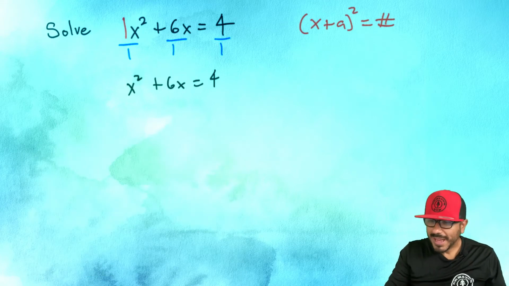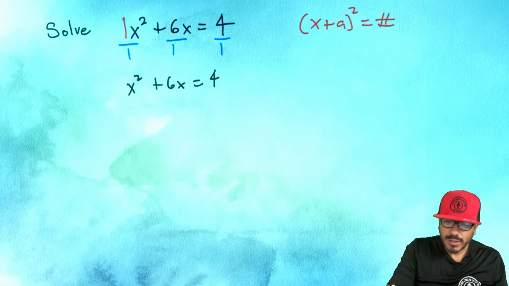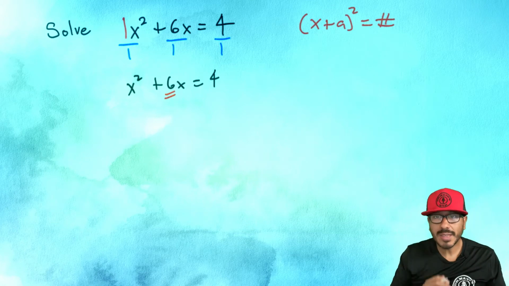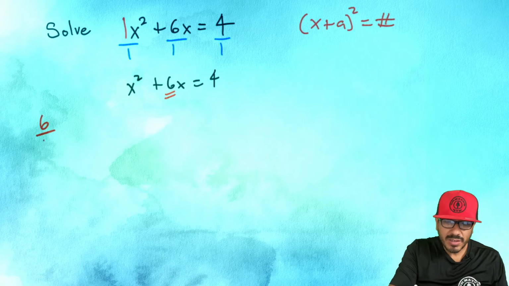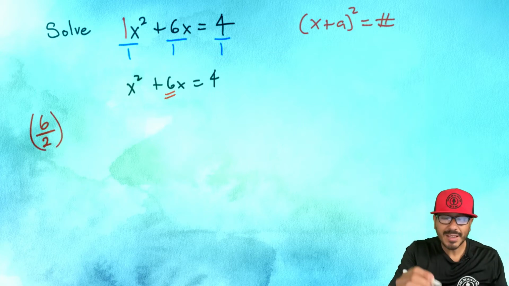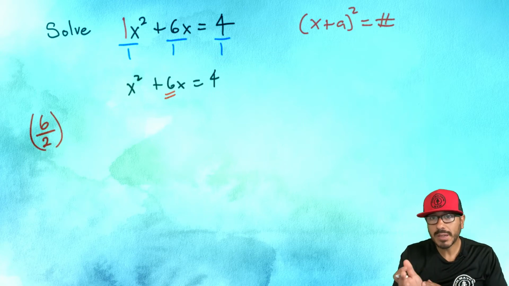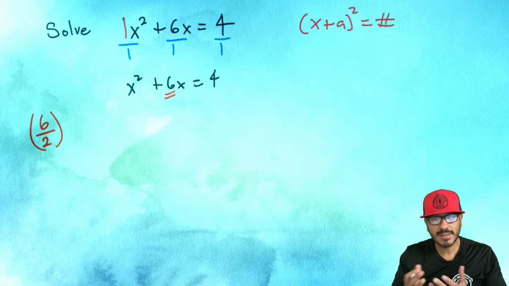All right, so what do we do now that we have that leading coefficient of 1? Well, you focus on that b term, that middle term, and you're going to take half of it. So write that down. You always multiply it by 1/2 or divide by 2. It's the same thing.